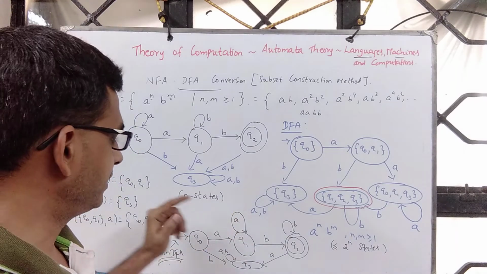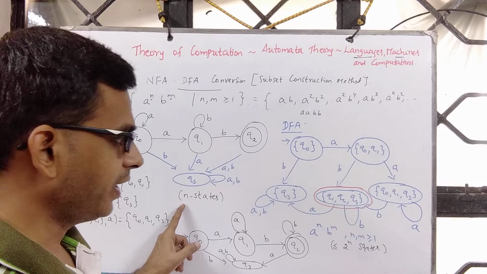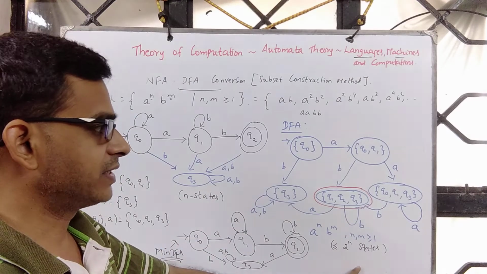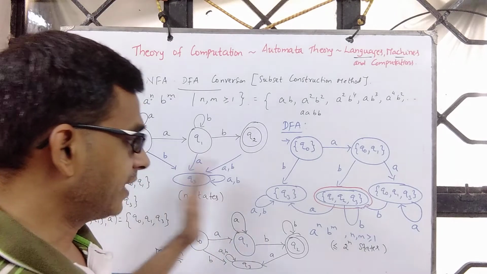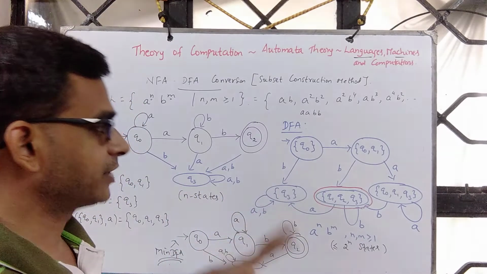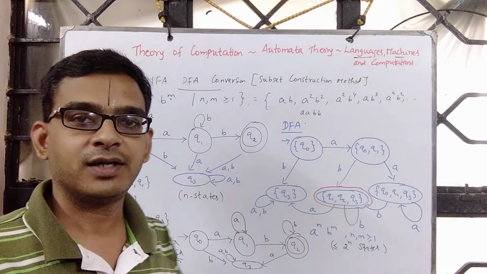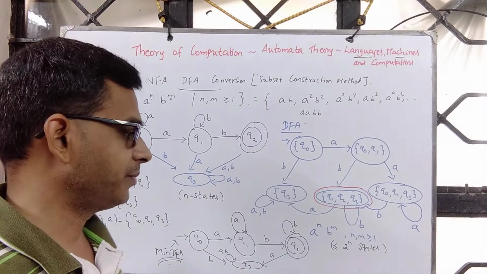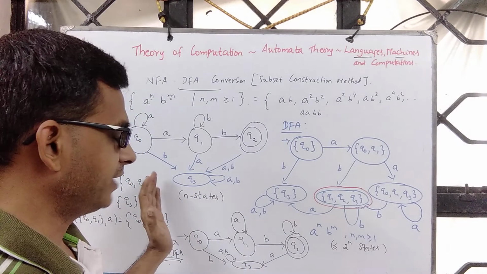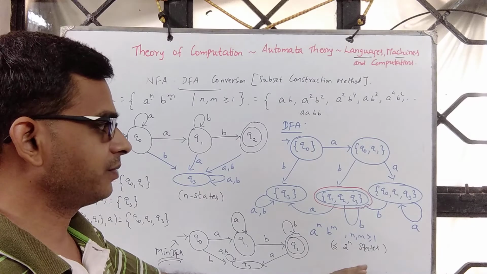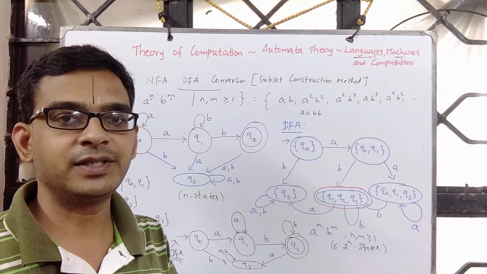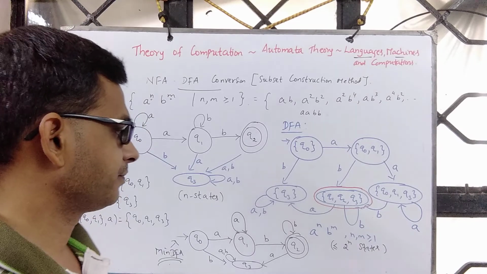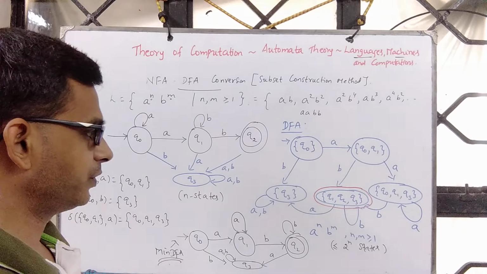There are examples where an n state NFA gives you a 2 power n state DFA, which means the conversion process is exponential in terms of the number of states. If there are n states, you get an exponential number of states in the DFA. Therefore, the conversion algorithm runs in exponential time. Okay, so that's something one should note.